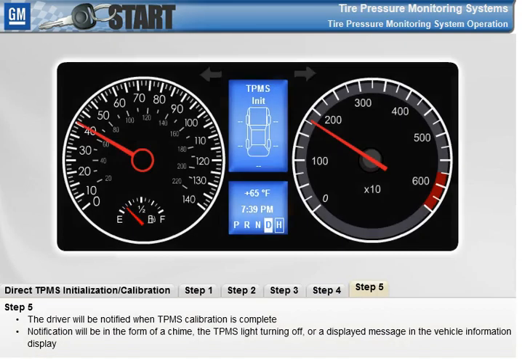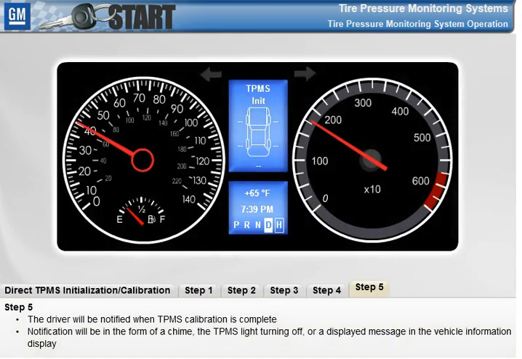When the TPMS finishes its calibration, the system notifies the driver that the calibration is complete. This notification may consist of a chime or the TPMS indicator lamp turning off. The driver could also see a completion message in the vehicle information display or the displaying of individual tire pressure readings.